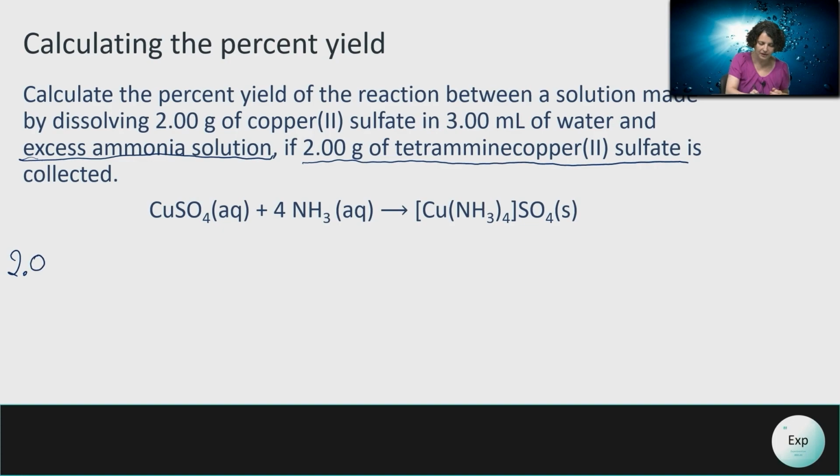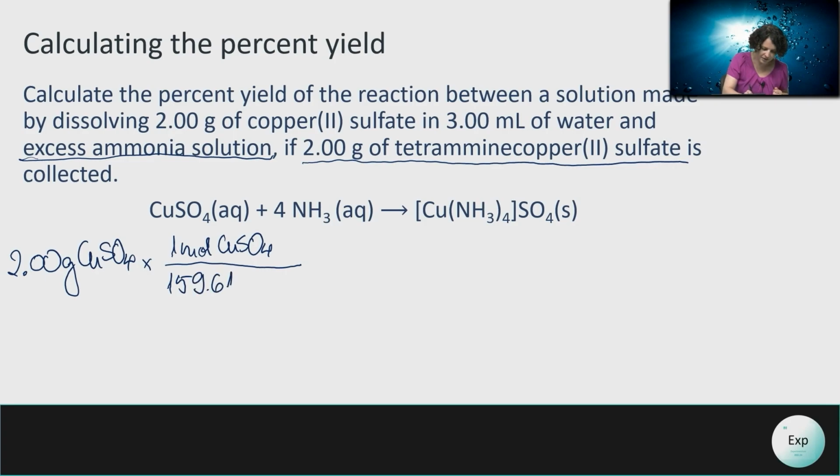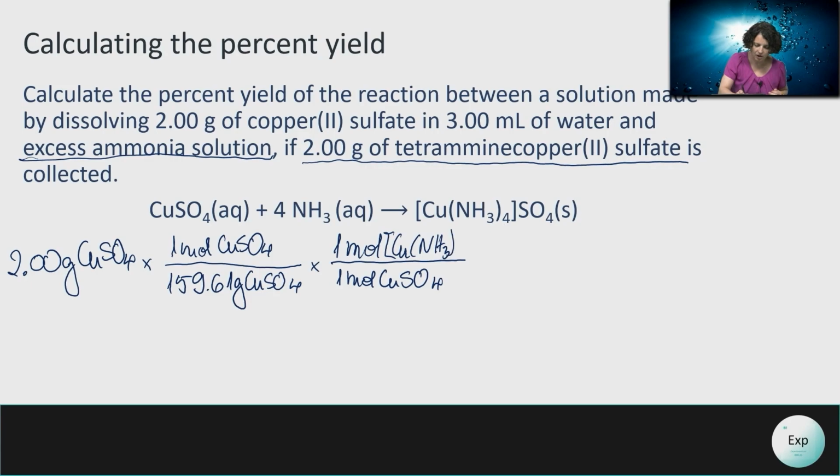For this, we're going to begin with the 2 grams of copper 2 sulfate. Then in our first step, we're going to convert from grams to moles. Each 1 mole of copper 2 sulfate weighs 159.61 grams. Once we are at moles, we will use the ratio identified in the chemical equation. We're going to say, for every 1 mole of copper 2 sulfate consumed, we're going to produce 1 mole of the tetraamine copper 2 sulfate.